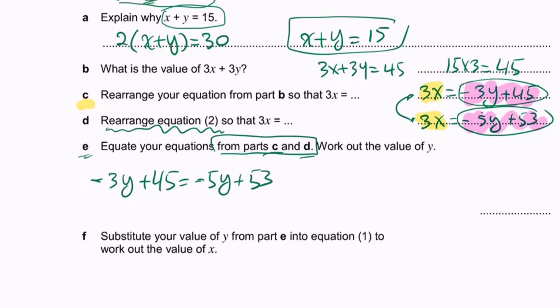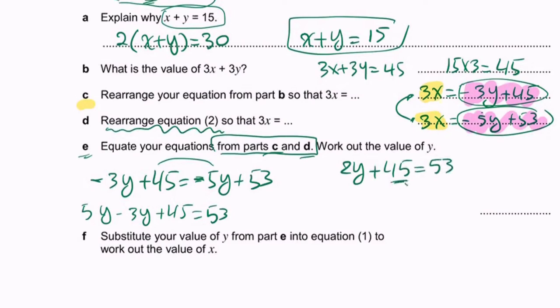So I have to shift negative 5y to the other side. It will be 5y minus 3y plus 45 equals 53. Good. Then 5y minus 3y equals 2y, plus 45 equals 53. Shift 45 to the other side, so 2y equals 53 minus 45, which equals 8. Then divide by 2, then you get y equals 8 over 2, which is 4.